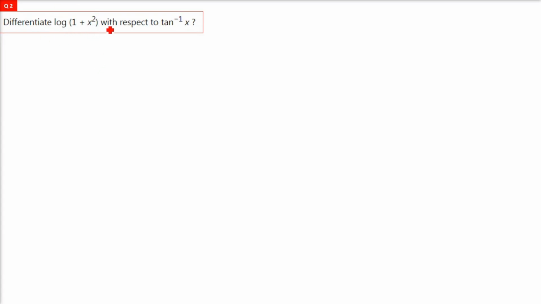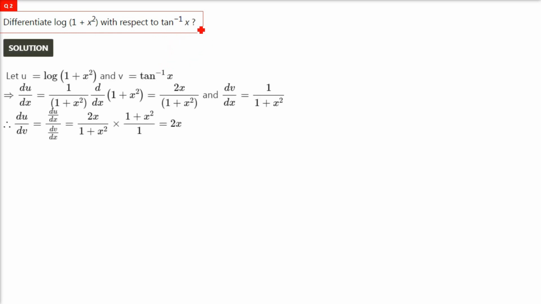Differentiate log 1 plus x square with respect to tan inverse x. So d of this divided by d of this. This has to be done. The questions which are upcoming will have a range also. They'll give the boundary or limitation or range, you can say. I will discuss that. So log 1 plus x square, d of this divided by d of this, tan inverse x.